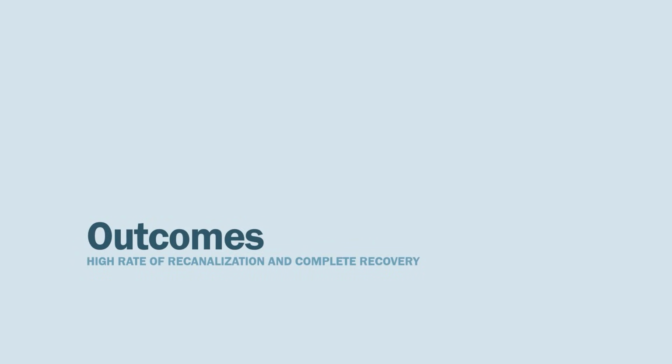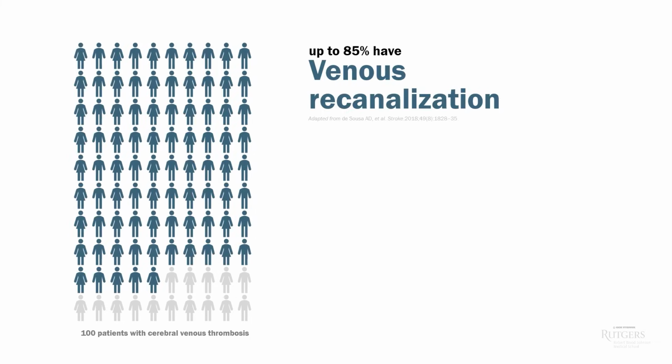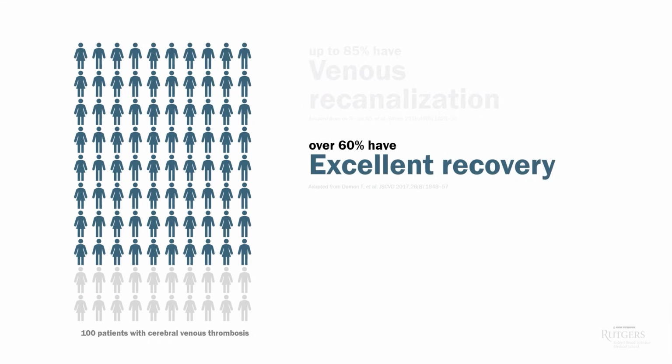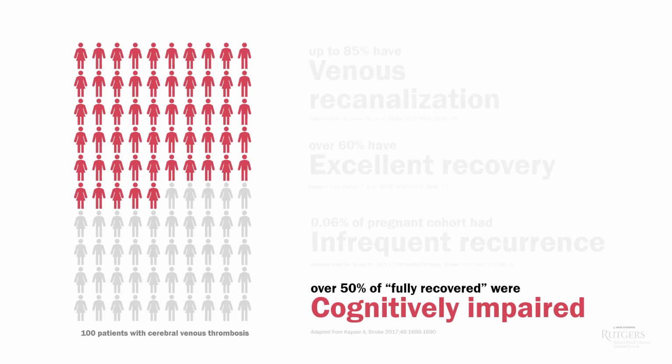But COVID-19 aside, thankfully the outcomes are generally favorable. Majority of thrombosed cerebral veins recanalize, mortality is very low, and most patients have excellent recovery. We're talking modified Rankin scores of 0 to 1. Recurrence is very infrequent, even in cohorts at risk. But over half of the so-called fully recovered patients remain cognitively impaired. They had restrictions on reintegration into their prior life. So let's just say there's certainly an opportunity for improvement in the treatment of this disease.